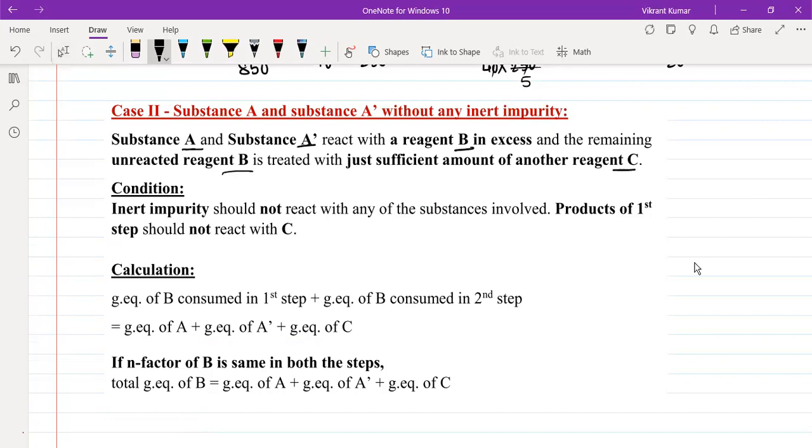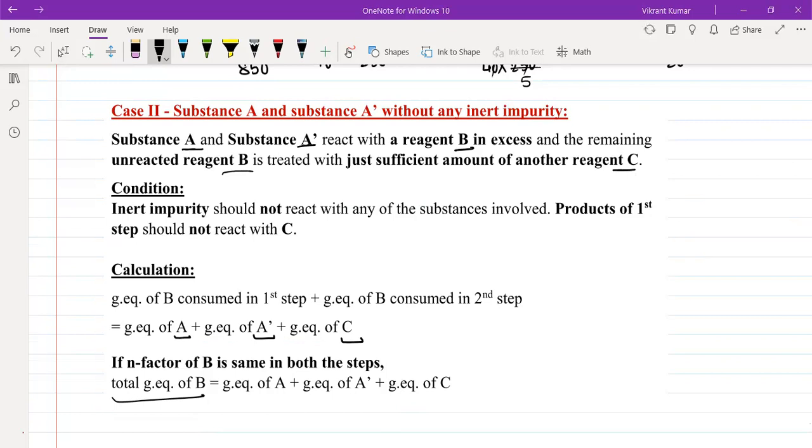So this time, gram equivalents of A plus gram equivalents of A dash plus gram equivalent of C will become the gram equivalent of B, है ना? Because A, A dash, C तीनों B से react कर रहे हैं. Is it okay? Clear है? I'll give you an example. एक question दिखा देता हूँ so that you can get the format at least.